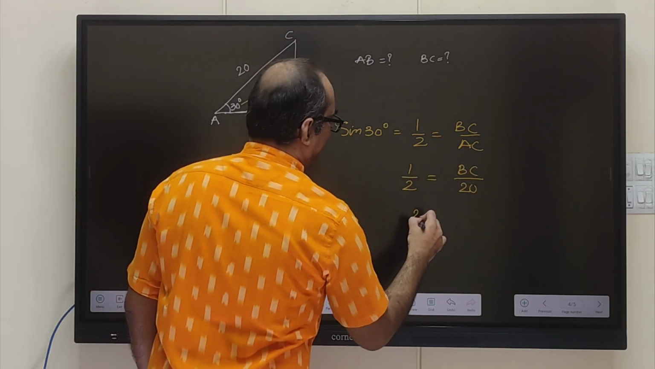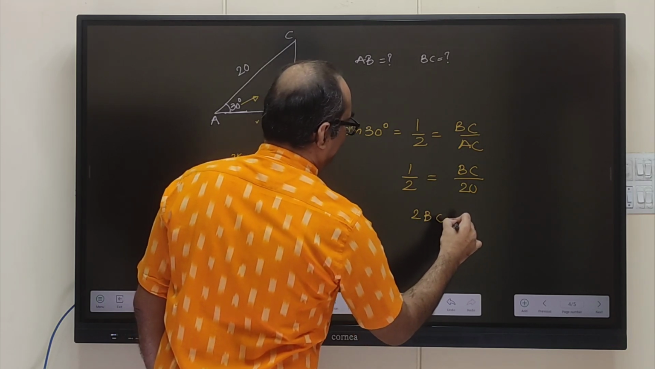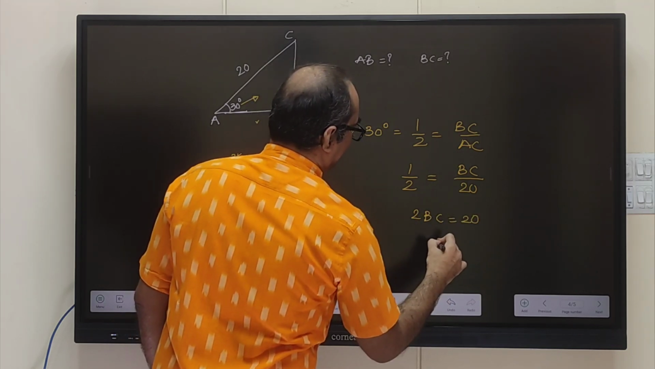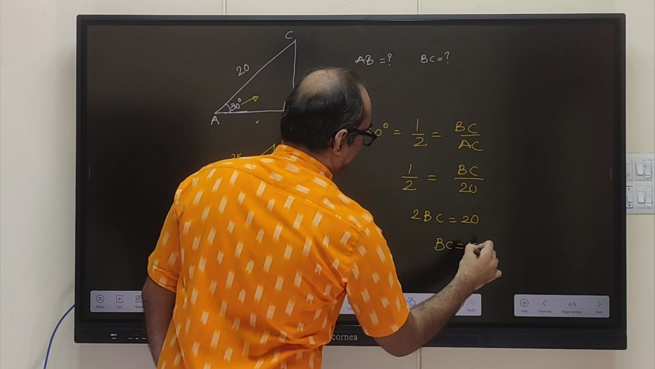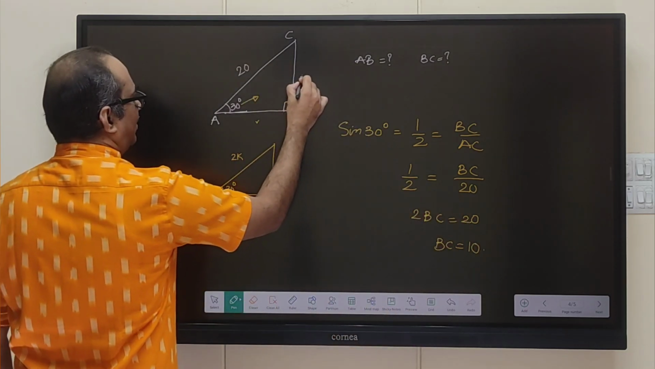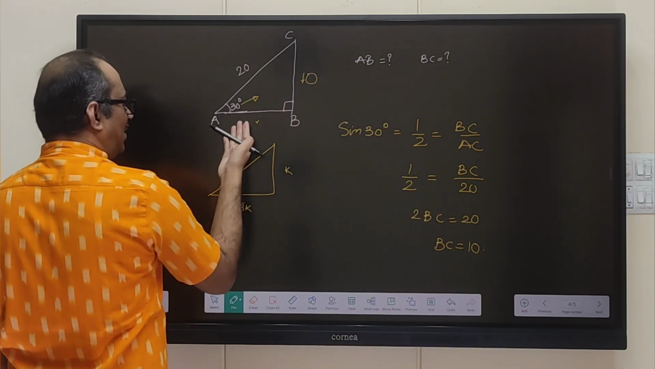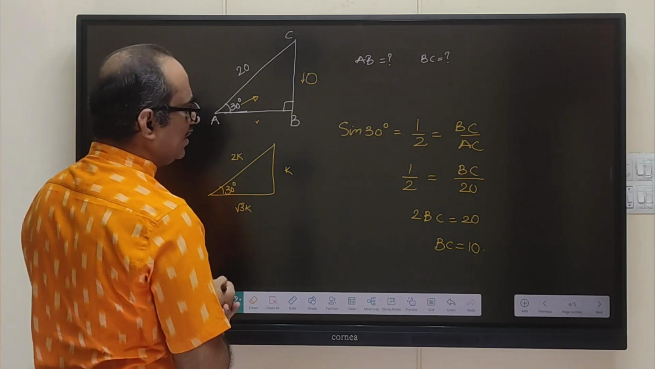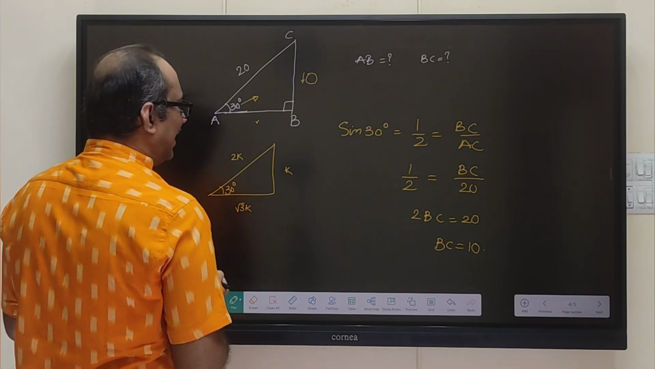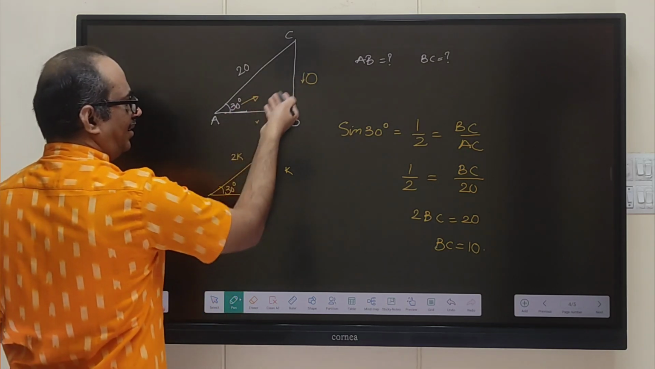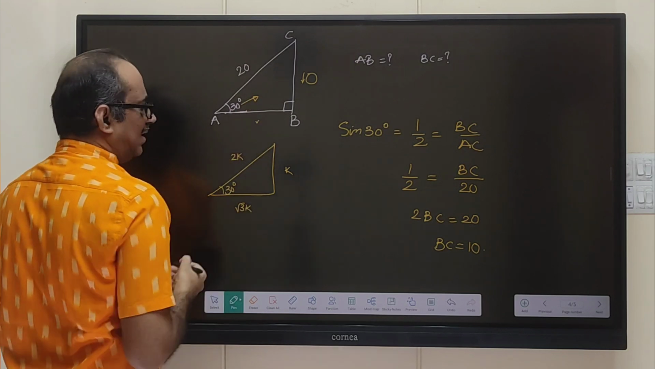So when you simplify that, you cross multiply. 2BC equals 20, and BC equals 10. Once we have BC equals 10, you can find AB by Pythagoras theorem, or you can just go ahead with tan 30. We can do tan 30 or we can do cos 30. We can easily find out.